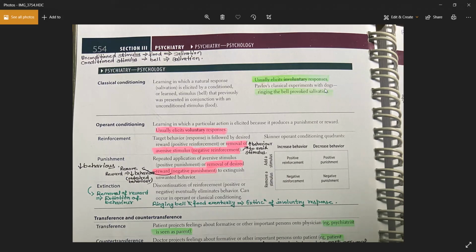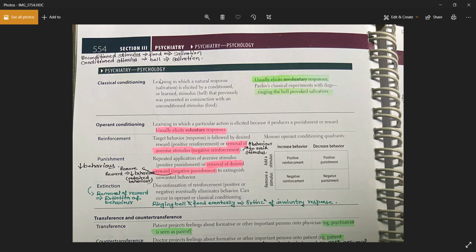Initially, with the ringing of the bell alone, the dog won't have any salivation. But as soon as he sees the food, he starts salivating. You do that every day for weeks, and someday you just ring the bell without any food. And the dog starts salivating without even seeing the food. So an involuntary response is developed after some input, and you call that classical conditioning, which elicits the involuntary response.